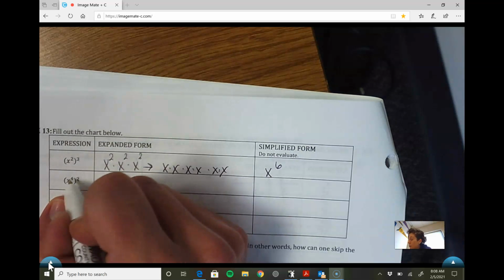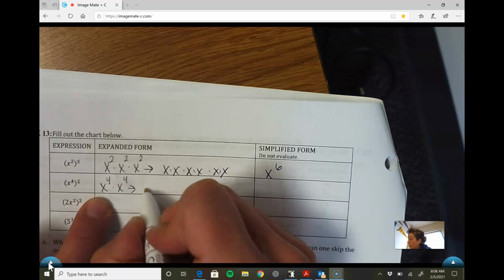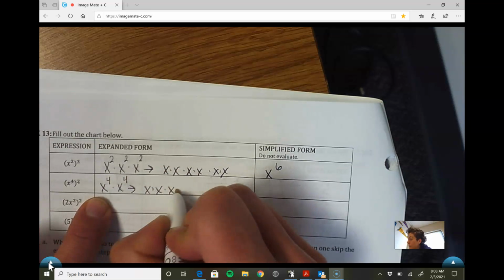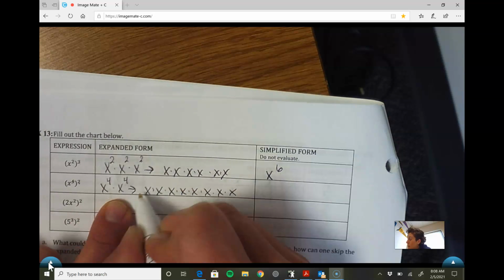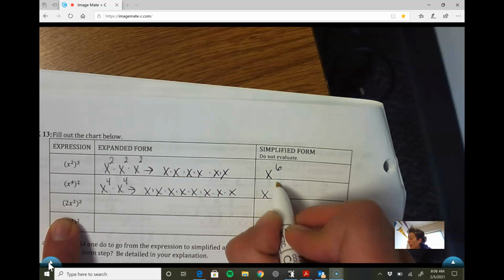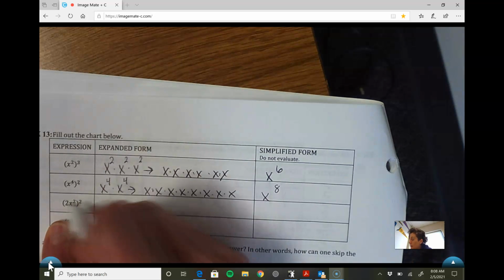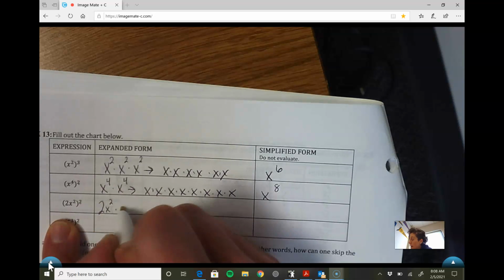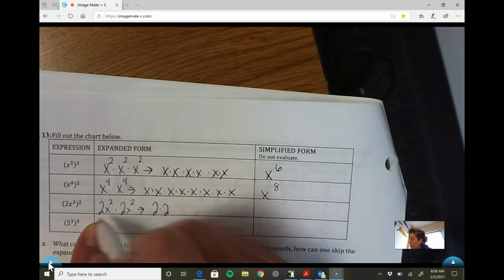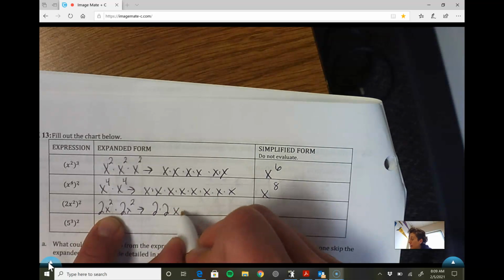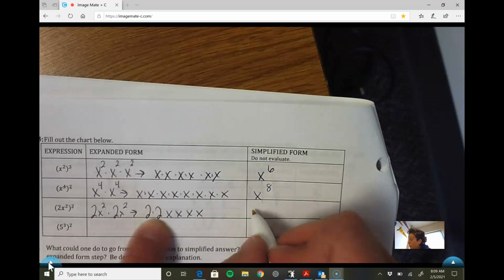So this says I have 2 of these. So here's 1 and 2. And again, 4 x's here, 4 x's here. And when I'm done and I count how many x's I have, 8. Same thing for this one. This says I have 2 of these. So here's 1, here's 2, which means I'm going to put the coefficients together, 2 and 2, and then 2 x's, 2 more x's. So when I'm done, I have 4.